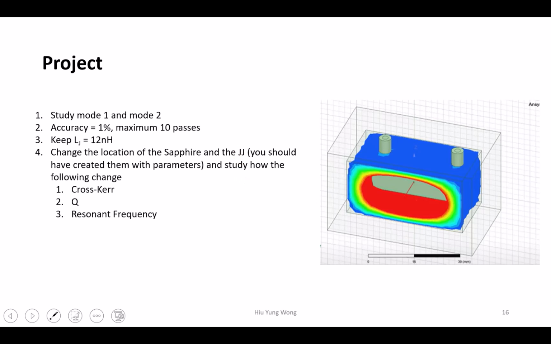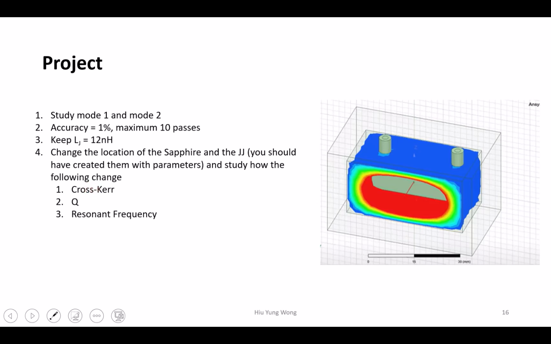Now, when we created the project, if I remember correctly, I showed you how to create it with parameters, so that you only need to switch the parameters. You don't need to redraw everything. If you find that you need to redraw, you better go back to parameters. Otherwise, you cannot finish this project. So you only need to shift, let's say, the center, and then the width. Then study how the cross-Kerr, Q, and resonance frequency change, and explain your observation as much as possible.